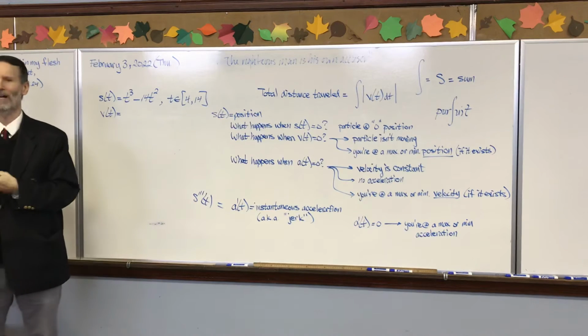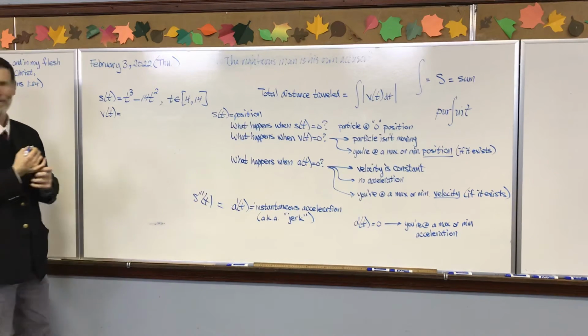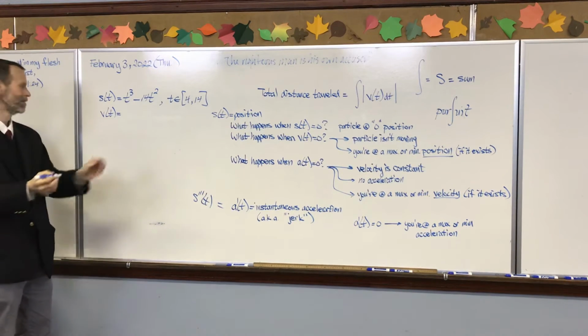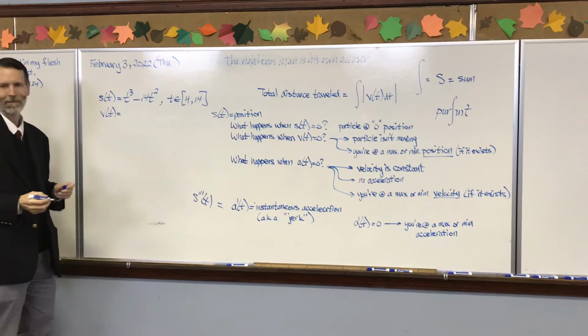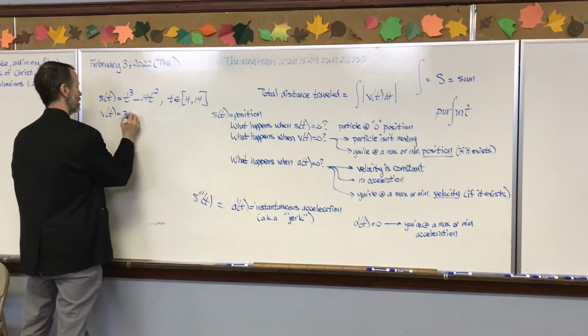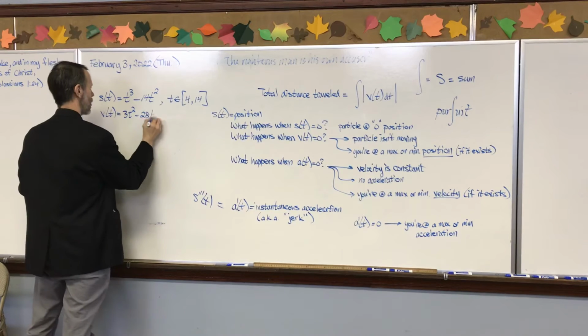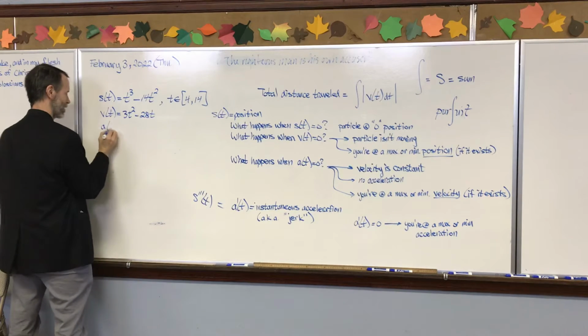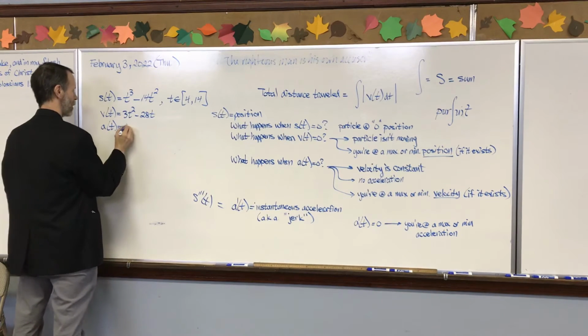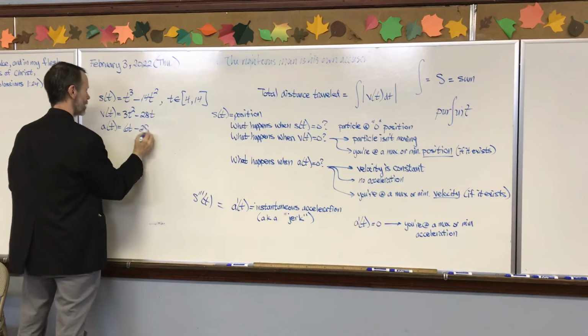It's already on the y equals screen, but can somebody give me the velocity off the top of your head? Jeff. Oh, 3t squared minus 28t. And while you're at it, give me the acceleration. It's 6t minus 28. Right.